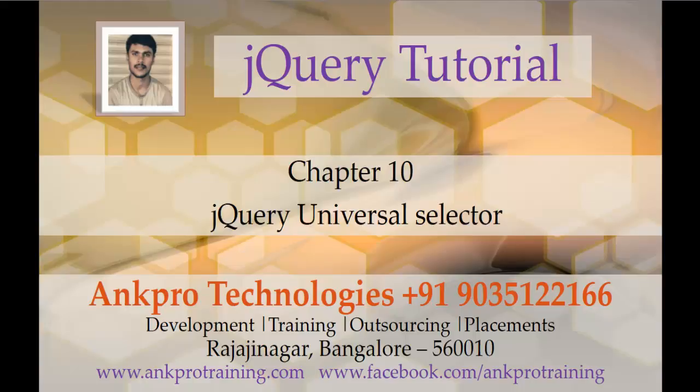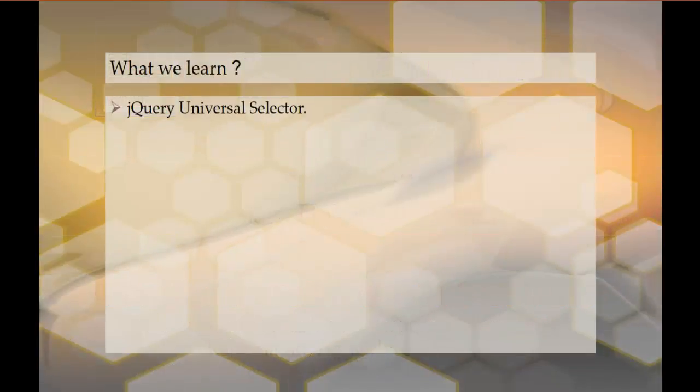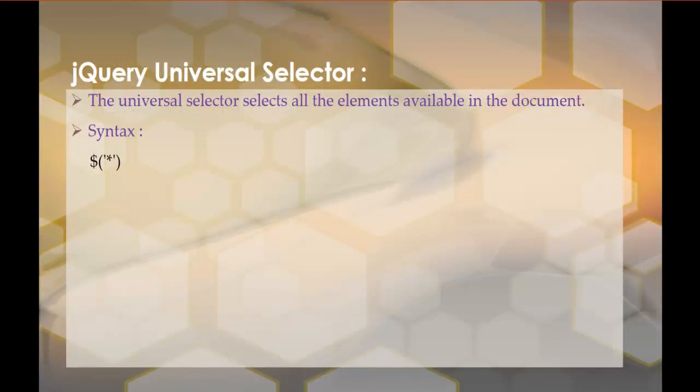My name is Harish. In this session, we are going to learn about the jQuery Universal Selector. The Universal Selector selects all the elements available in the content. So here comes the syntax. Within the jQuery function, you have to specify the asterisk key. Let me show you a demo of this.